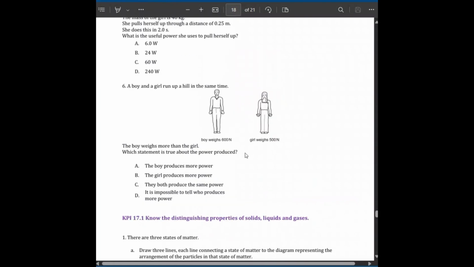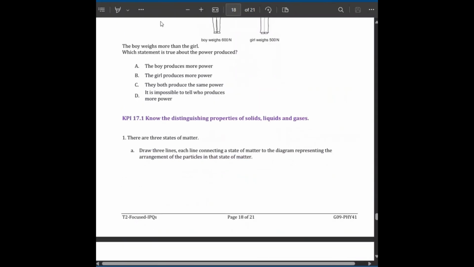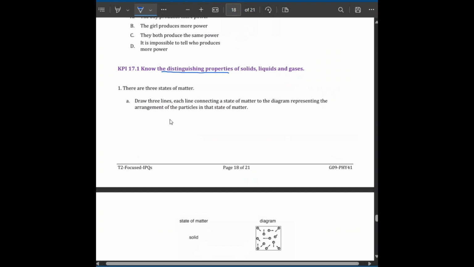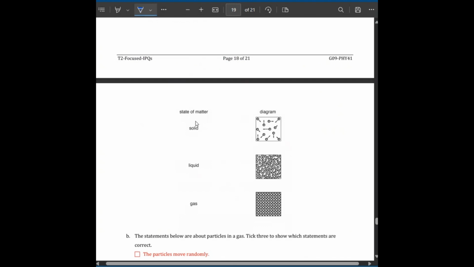In the beginning, we need to define and know the states of matter and the different states of matter, as we discussed before. So let's start with KPI 1, which is 17.1: know the properties of solids, liquids, and gases. There are 3 states of matter. Draw lines, each line connecting a state of matter to its respective diagram, okay?